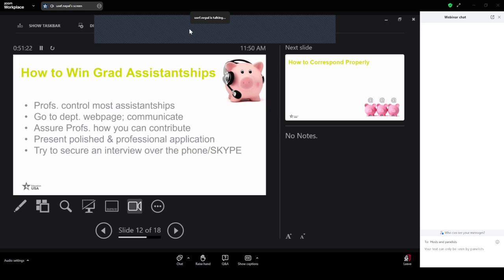Okay, present polished and professional applications. Try to also secure interviews or calls over phone, Skype, Zoom, anything like that, so that you can get to know the professor better. You can explain yourself better, right? So you also know how that professor is before you apply to that particular university.